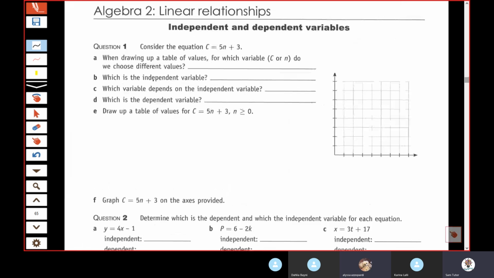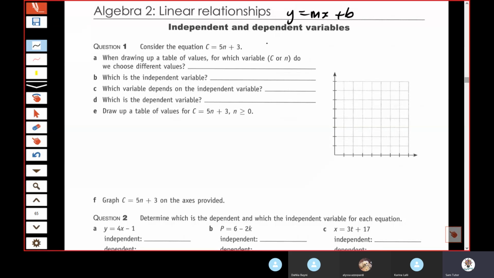Independent and dependent variables. So let's have a look. Consider this equation. C is equal to 5n plus 3. When drawing up a table of values, for which variable, c or n, do we choose different values? So pretty much what it's trying to say is which one is your x and which one is your y. Because that's how you've got to see this. You still got to see it as exactly the same as this. So what letter are we going to choose the different values for? What do we think? C or N?